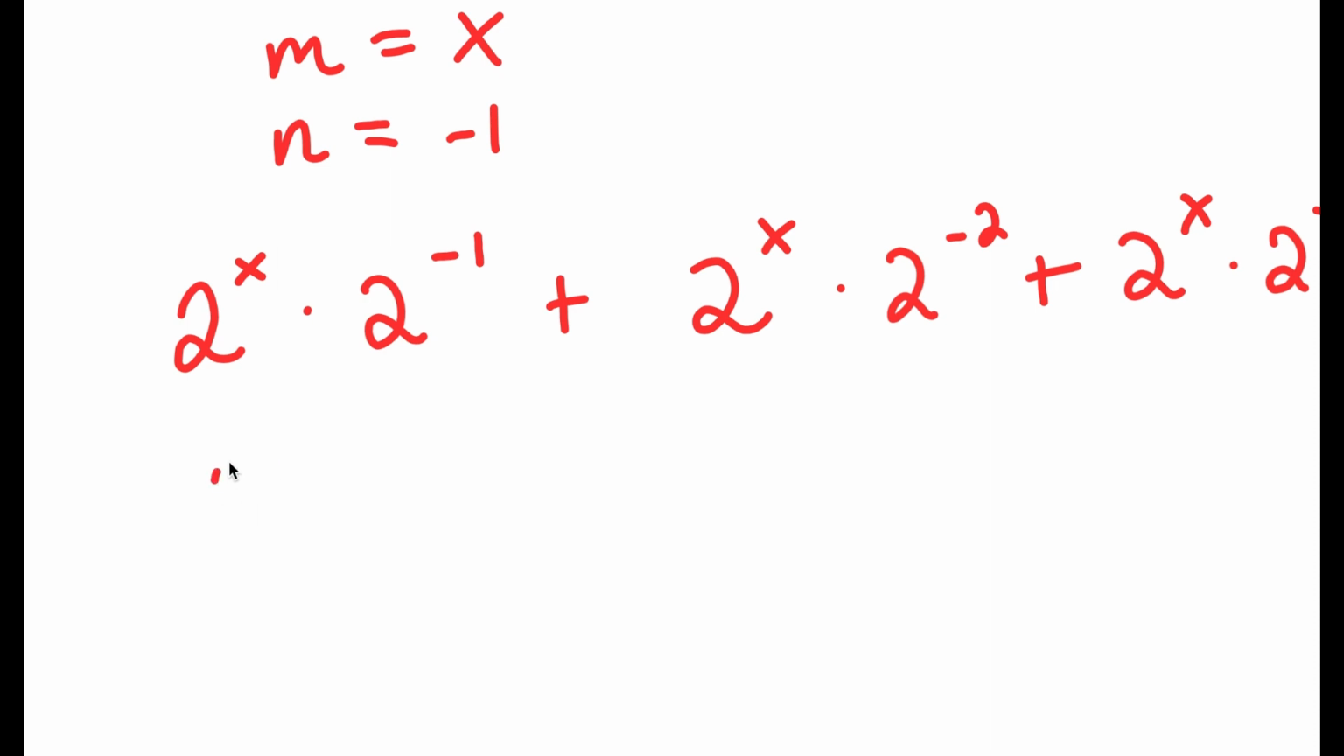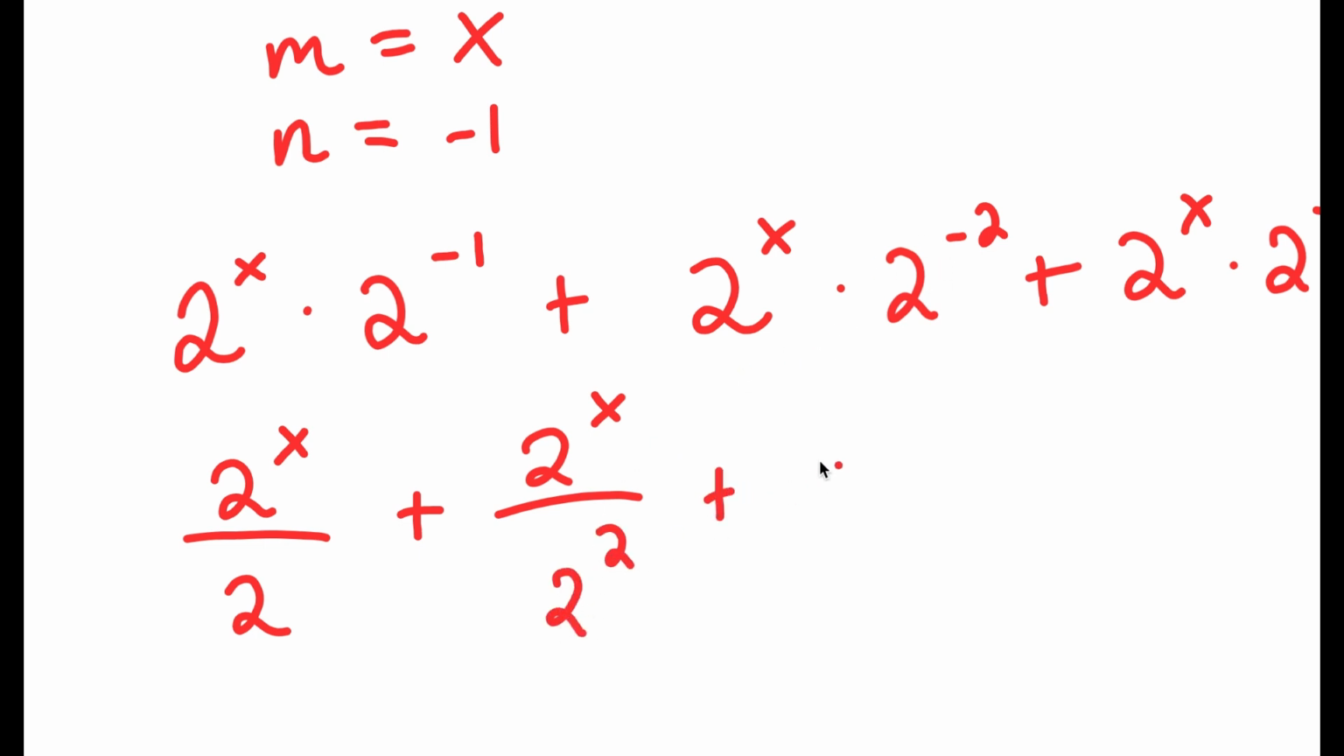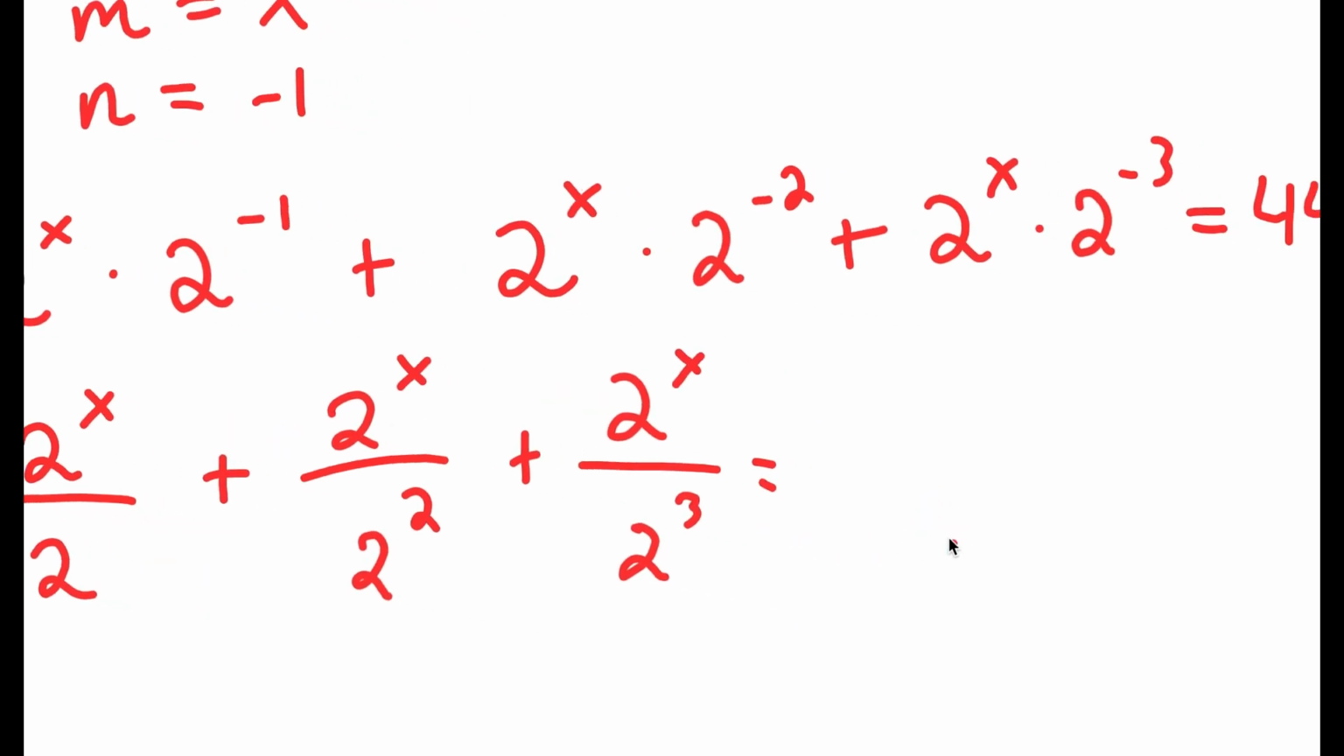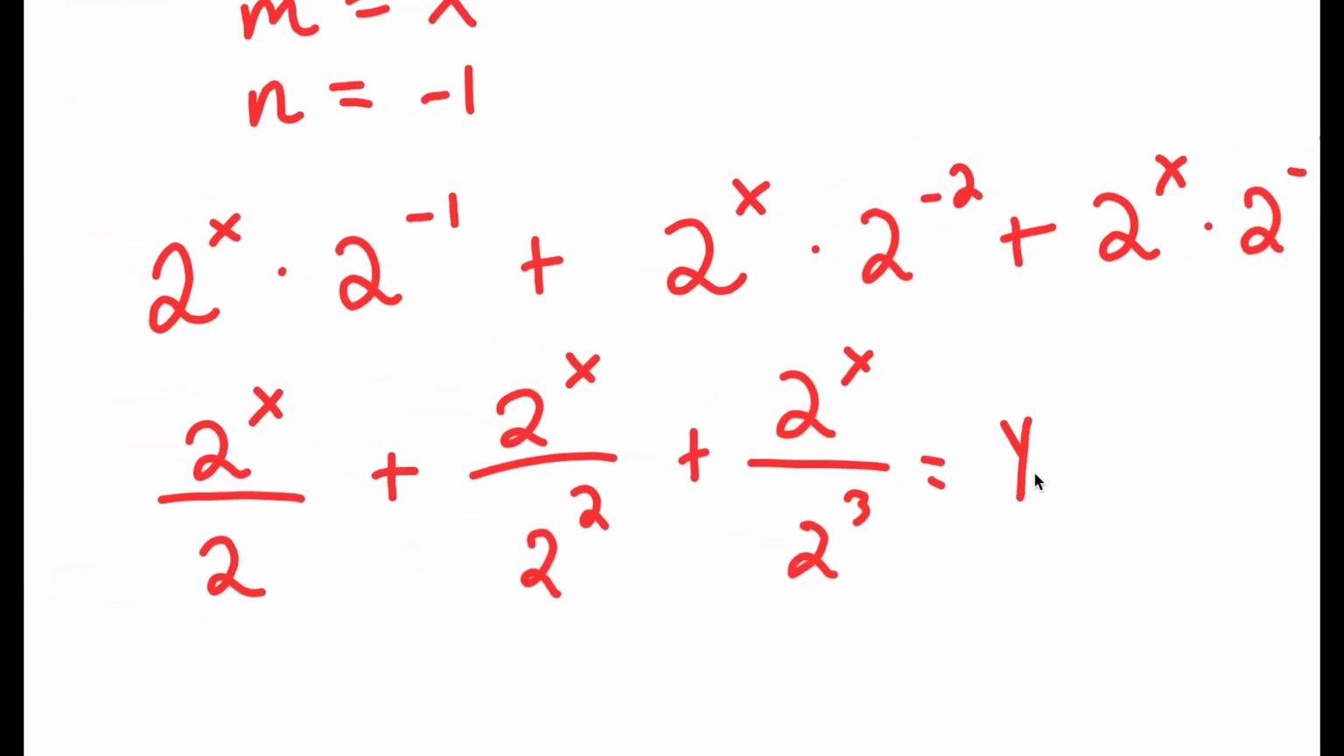Now 2 to the power of negative 1, that's the same thing as 1/2. If I multiply that by 2 to the power of x, I get 2 to the power of x over 2. Now I have this plus 2 to the power of x over 2 squared plus 2 to the power of x over 2 to the power of 3, and this is equal to 448.